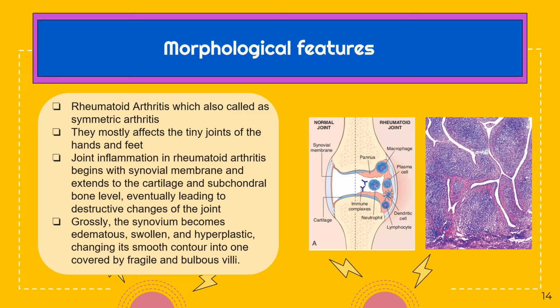Rheumatoid arthritis, which is also called symmetric arthritis, because it affects the same joints on both sides of the body, such as knees or wrists. Morphologically, joint inflammation in rheumatoid arthritis begins with the synovial membrane and extends to the cartilage and subchondral bone level. This eventually leads to destructive changes of the joint.